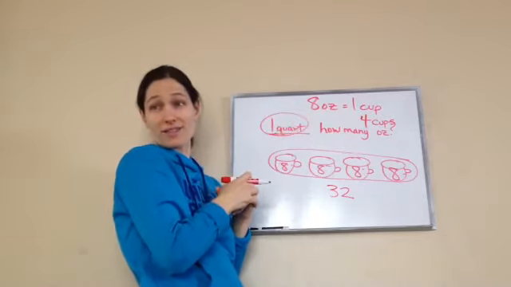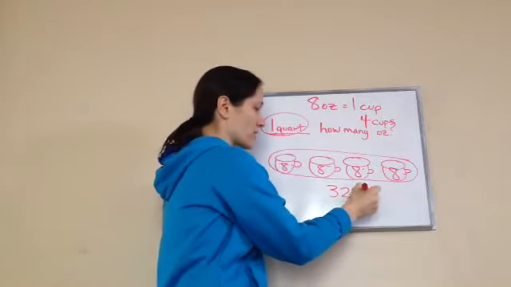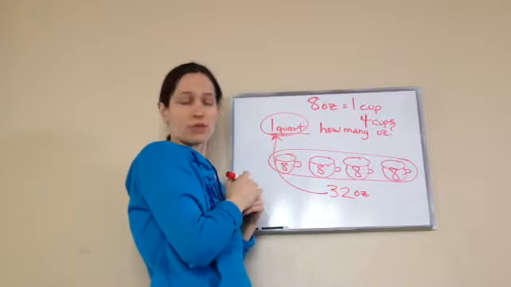Pretty hard, isn't it, how we did that? But do you understand it? Okay, so there's 32 ounces in 1 quart. That was our answer. All right, try this one.